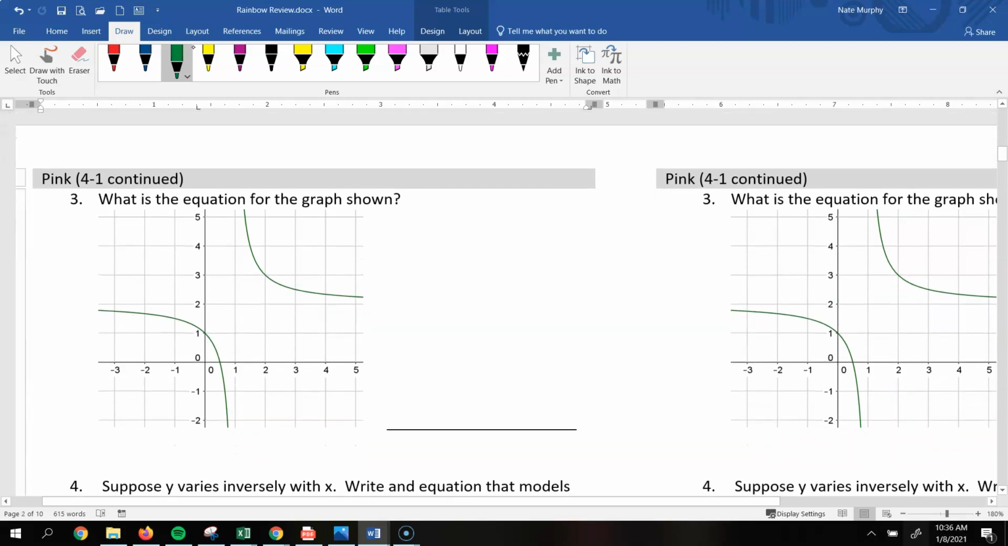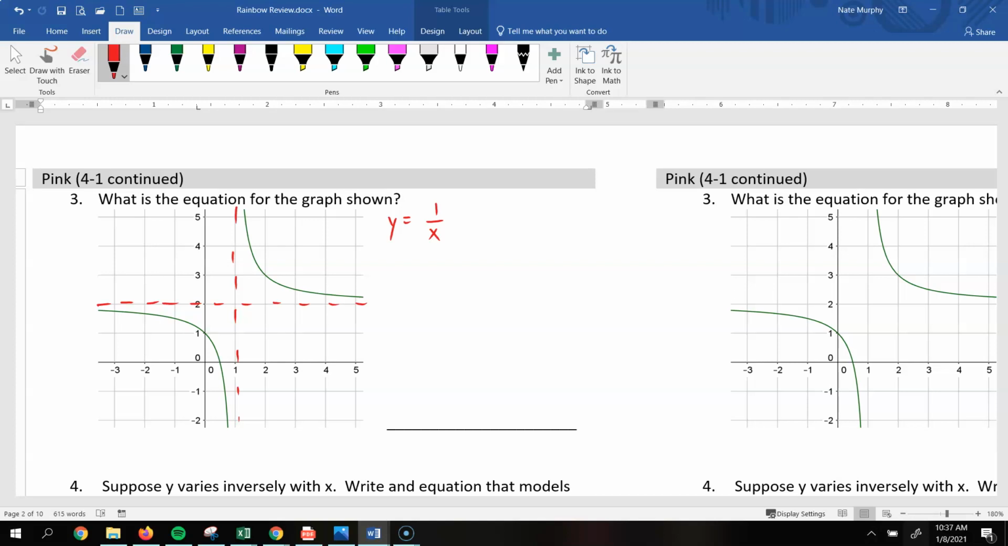All right, so let's look at this one. So again, we know the parent function for this would be y equals 1 over x. And so we want to figure out what would be the equation for this new graph. Well, let's identify where those asymptotes would be. So here's our horizontal asymptote. Here is our vertical asymptote. So I can see that this graph is moved to the right 1 unit, and it's moved up 2 units.